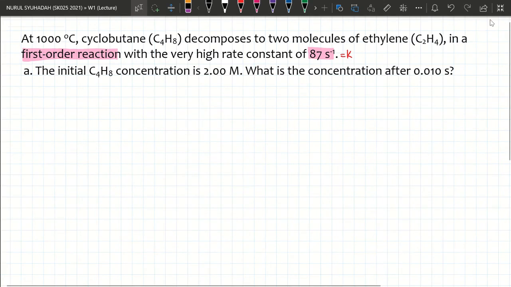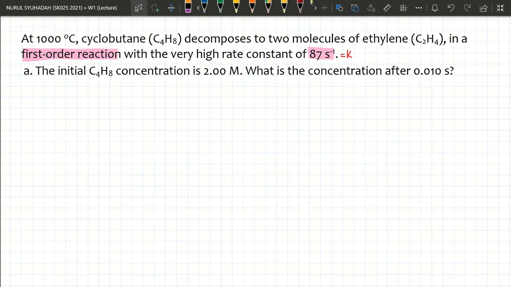Let's take a look at how to answer this question one by one. So this is our question with all the information that we have highlighted before. For question A, the question asks for the concentration after some time, the concentration after 0.01 second. Since this is a first order reaction, we're going to use the integrated rate law. The first thing you need to do is write down the rate law.